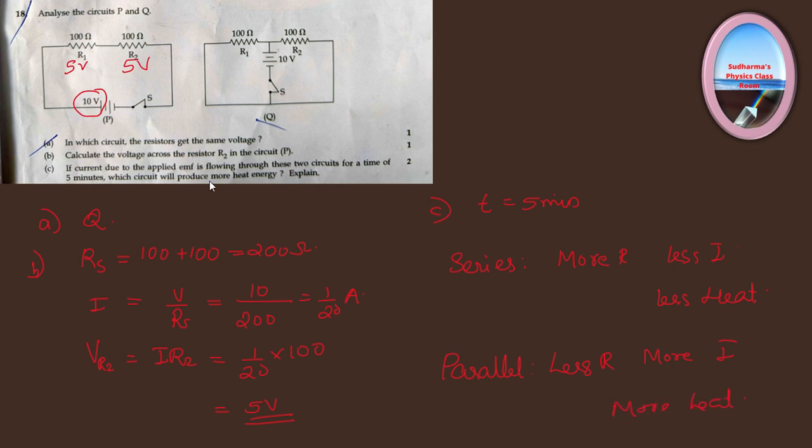So which will produce more heat energy? We can go with the parallel connection, because it has less resistance, more current and more heat energy. Moving on to the 19th question.